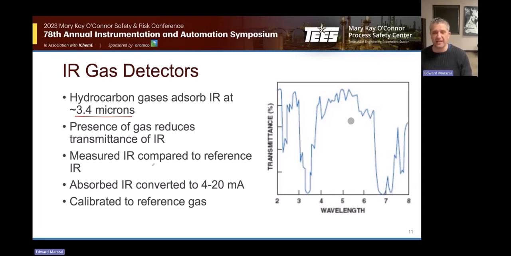So we're going to take that IR conversion, or the IR absorption, and convert it into a signal that is going to be kind of tempered and smoothed out based on the reference gas. Now, there are things that are going to impact the amount of absorption that vary from detector to detector and vary over time.